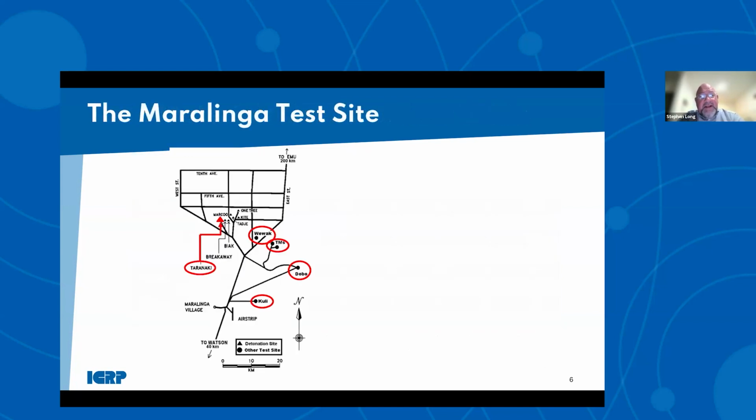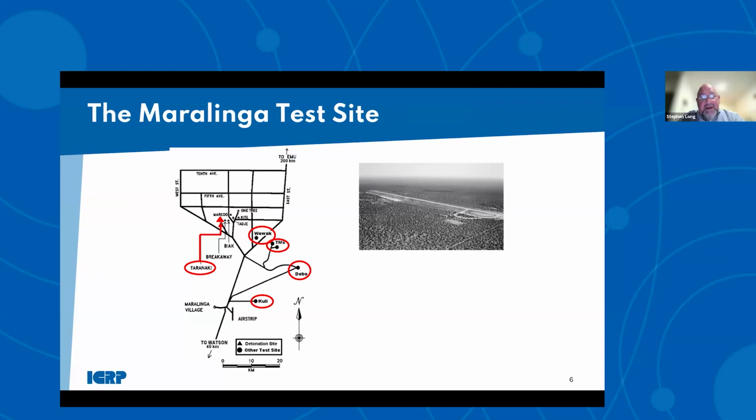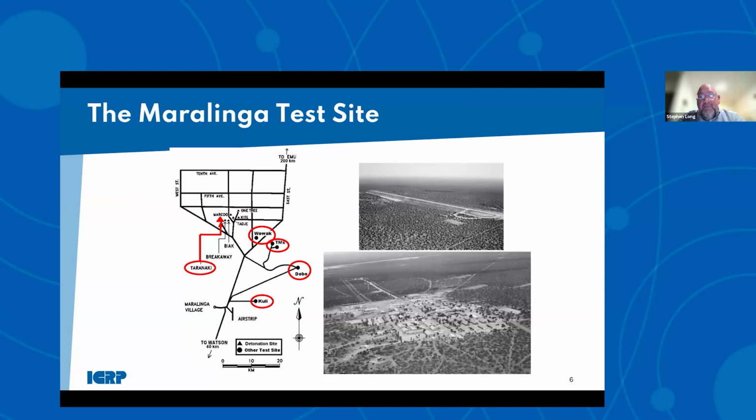Just to give you an idea of the extent of the contamination on the site, this is a map of the site on the left, with all those minor trial sites indicated in red, and you can see by the scale that some of those are separated by more than 10 kilometres, so the site's quite large.